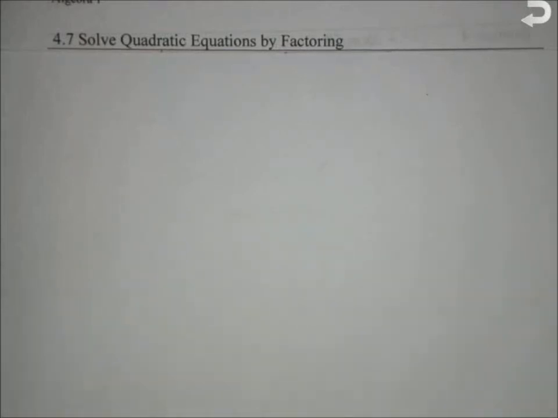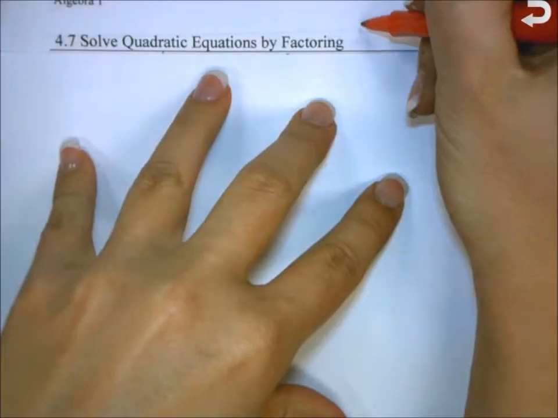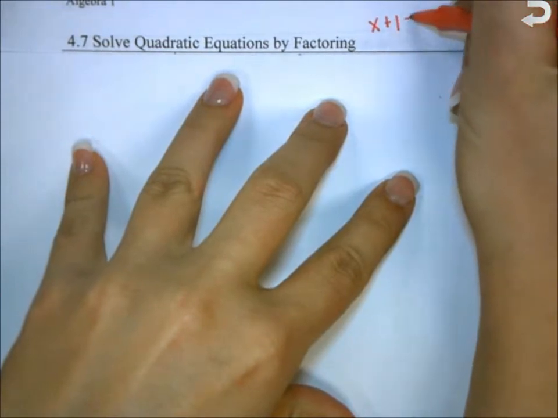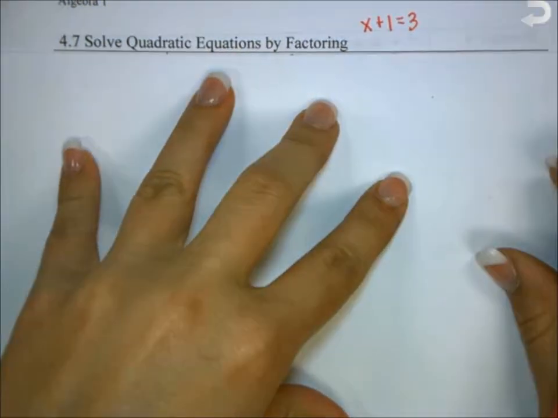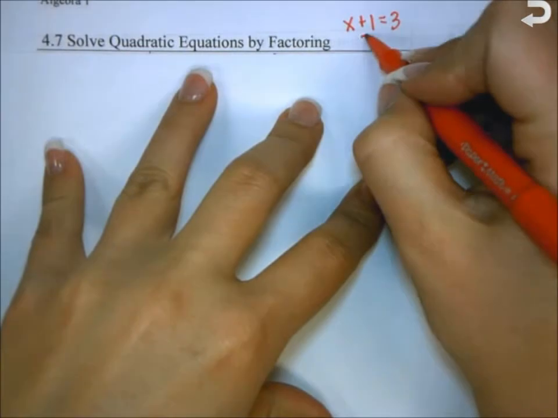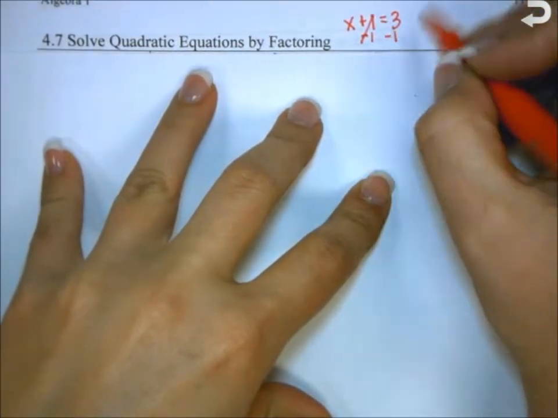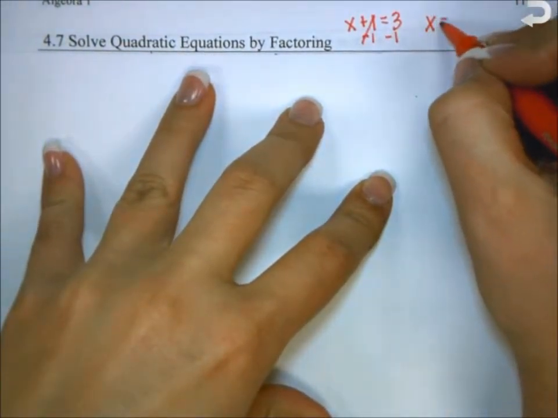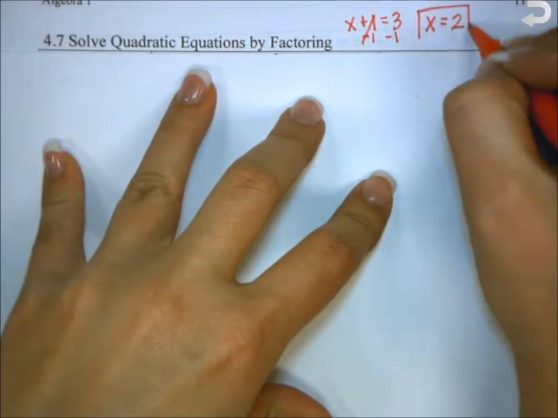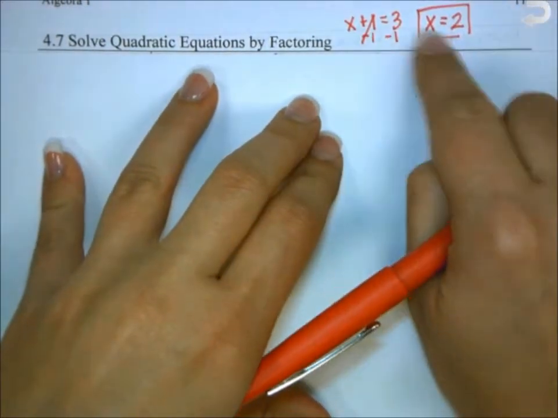Okay, guys, so you remember way back in, was it Unit 1, where we were solving equations? So if I had, like, x plus 1 equals 3, what would I do here? Subtract 1 from each side, and then I would get for my answer x equals 2, right? And so what we were doing here was we were trying to solve for x.